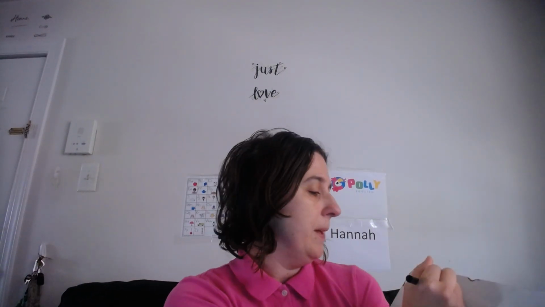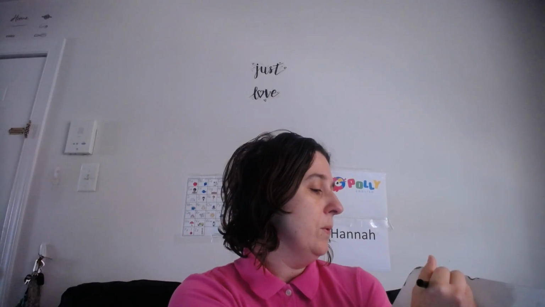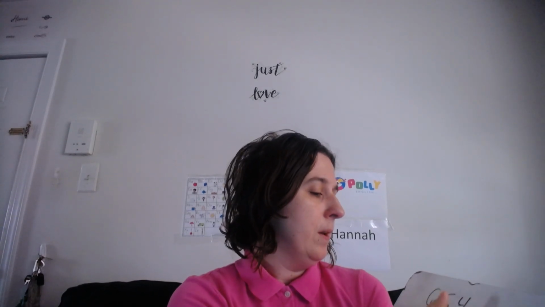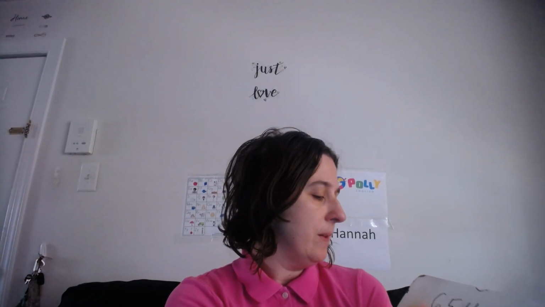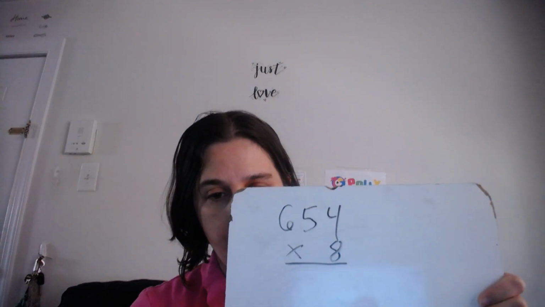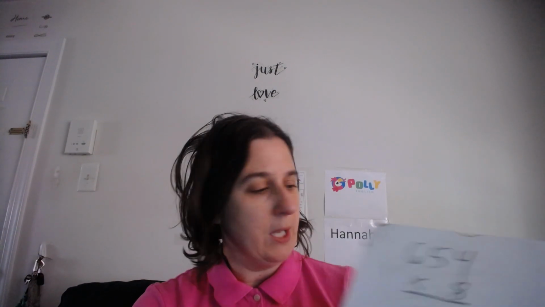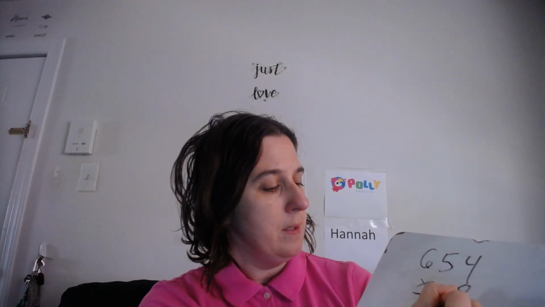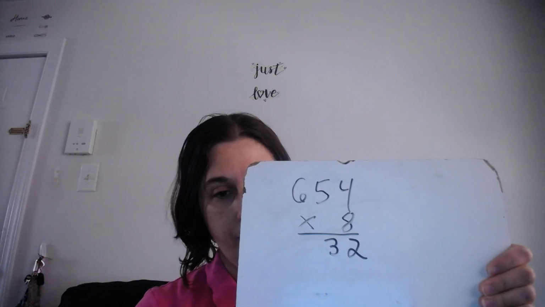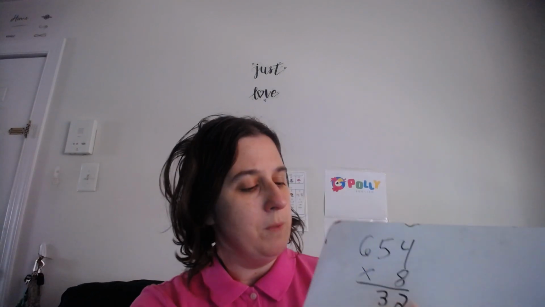Let's do another problem that's 3-digit by 1-digit number using the partial product method. So this time I'm going to do 654 times 8. So I have my problem set up. I'm going to start my ones place again. 32. Moving to my tens place.